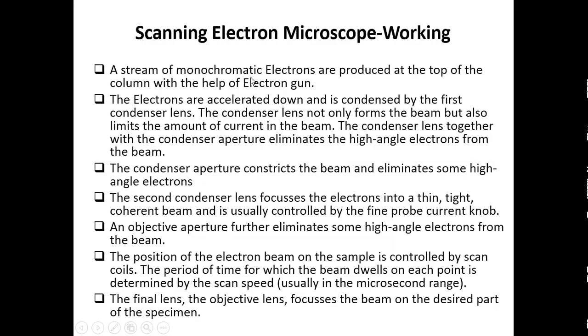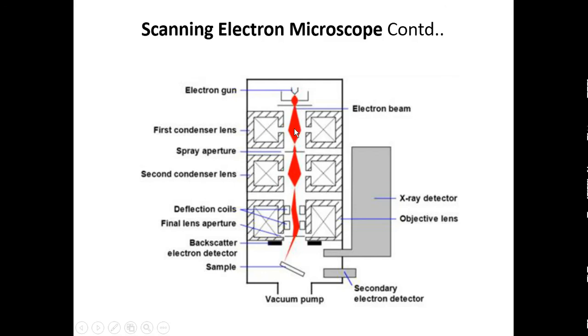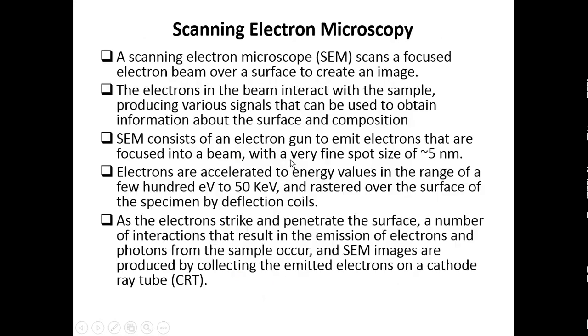A stream of monochromatic electrons is produced at the top of the column with the help of the electron gun. I told you the electron gun will produce a stream of monochromatic electron beam. Okay. The electrons are accelerated down and condensed by the first condenser lens. This is the first condenser that is accelerating here, and that beam then becomes a collimated beam going through this aperture, the spray aperture here. Okay. The electrons then interact with the sample, as I have told you.